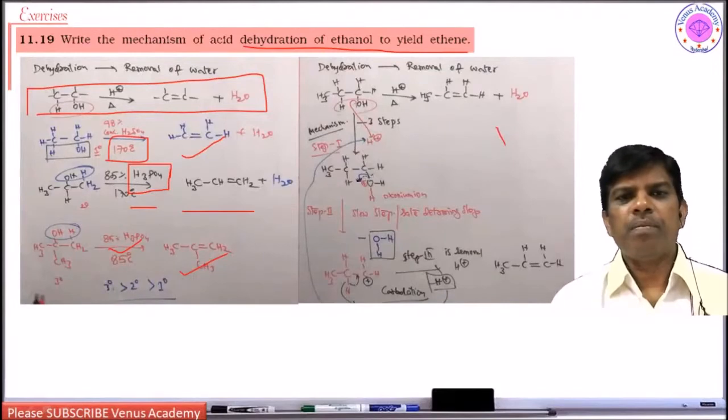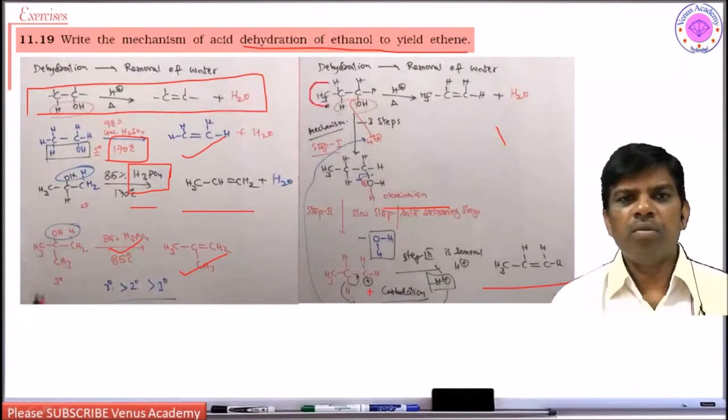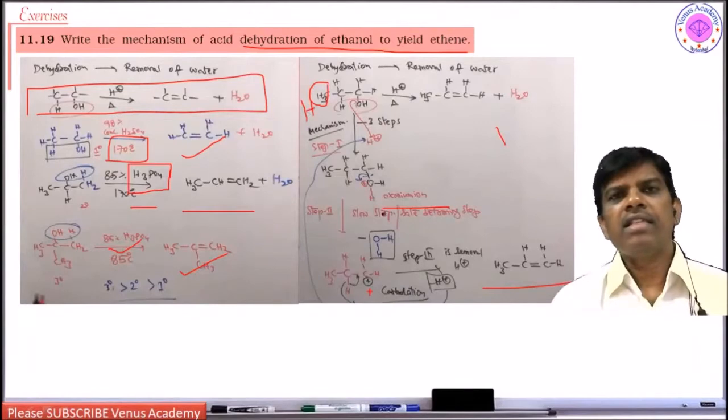So it takes up a proton to give a carbocation, the oxonium ion. This oxonium ion loses water to give this carbocation. The carbocation takes up a hydrogen from the beta carbon, this alpha carbon, to give the alkene. So if the question is ethanol, then simply, in place of this methyl group, write hydrogen, and the remaining mechanism is going to be the same.